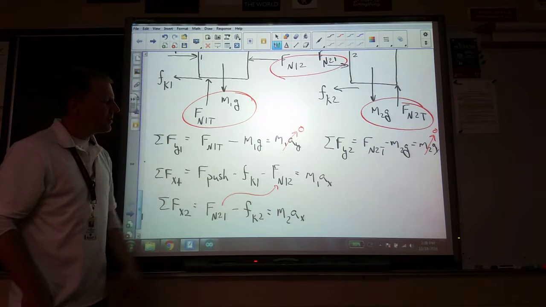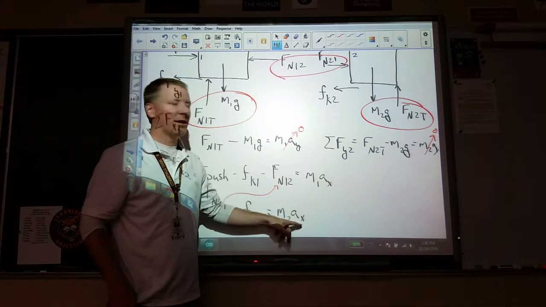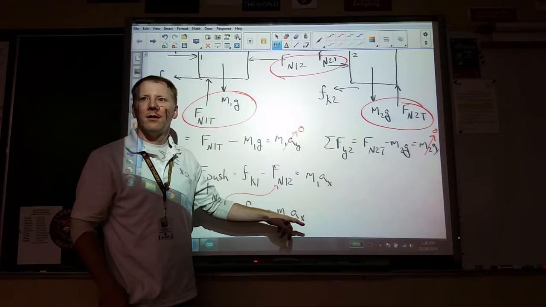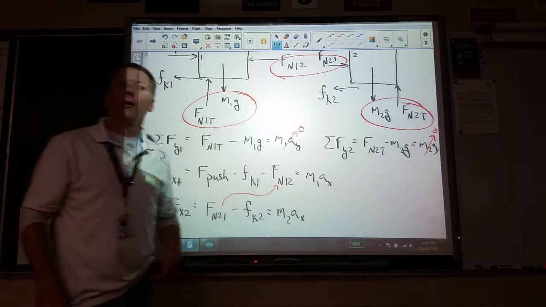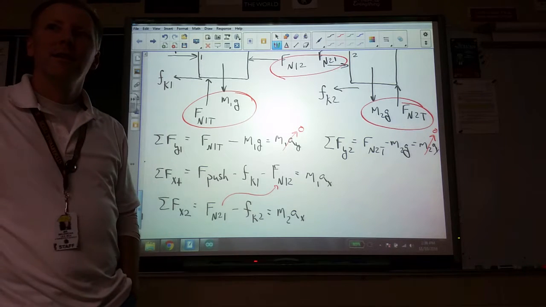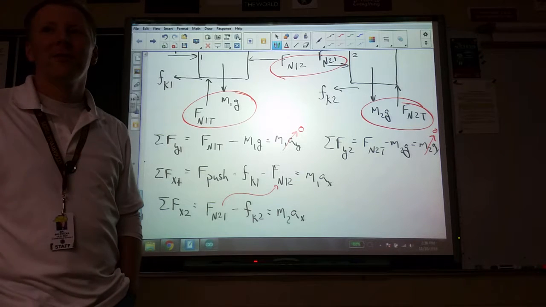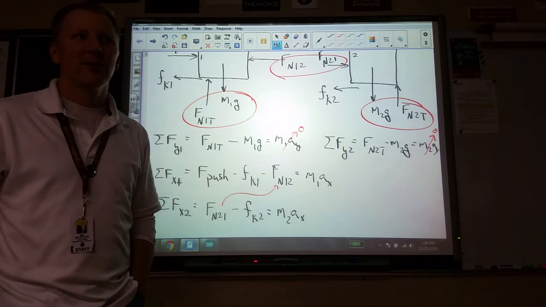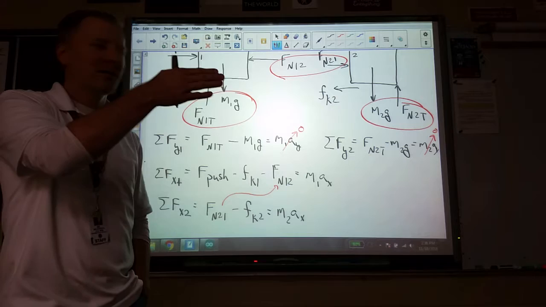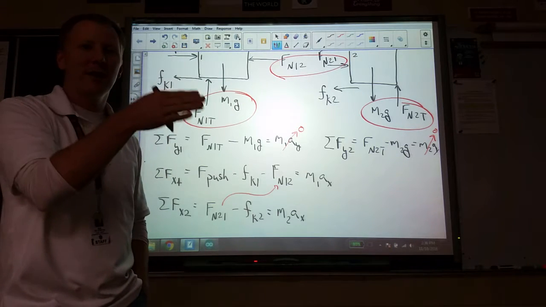And yeah, what about the accelerations, AX1 and AX2? Aren't those the same as the F push? No, they are not. Wouldn't they be the same as the friction? No. Come from the table? Nope. They are accelerating, so we know that the force being applied to the right is greater than any forces being applied to the left. That's why it's accelerating.